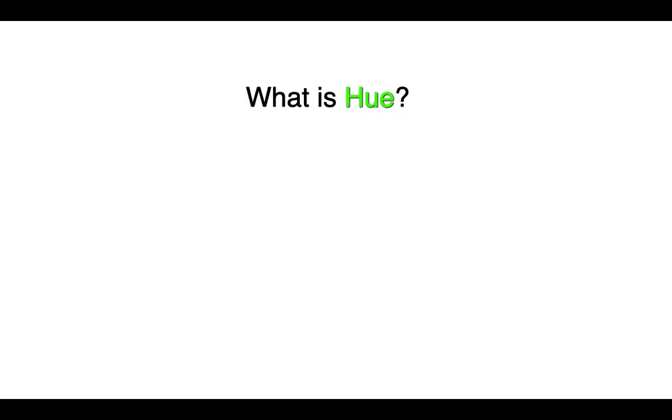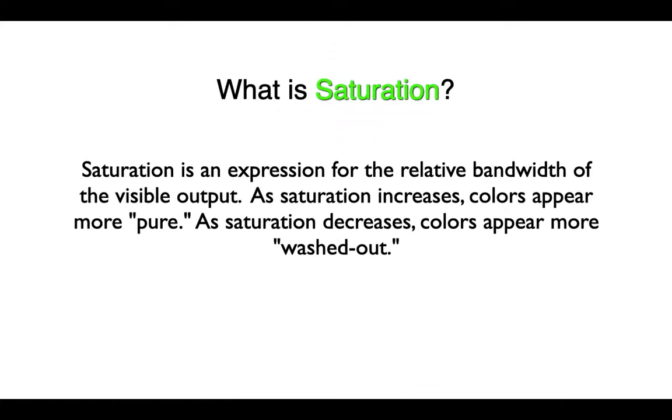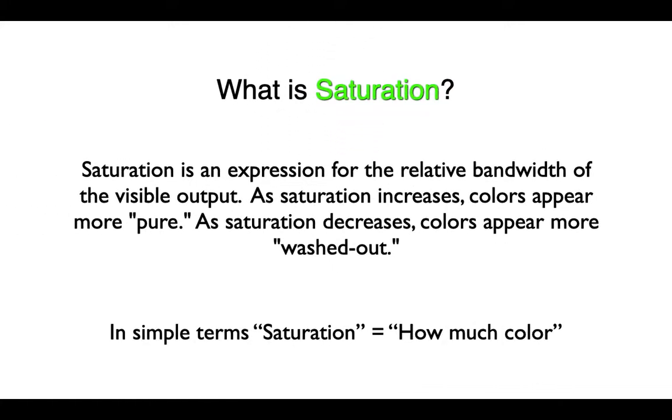Okay, next, we'll be talking about hue and saturation. What is hue? The property of colors by which they can be perceived, ranging from red through yellow, green, and so on. What really is hue is your color. Hue is the color. What's saturation? Saturation is how much color.